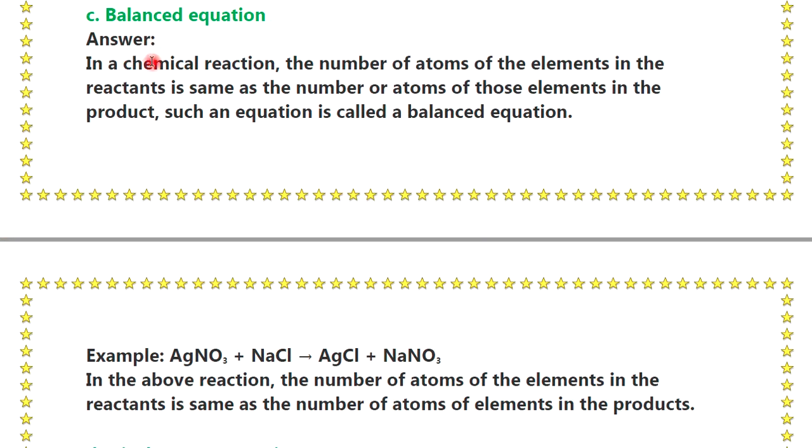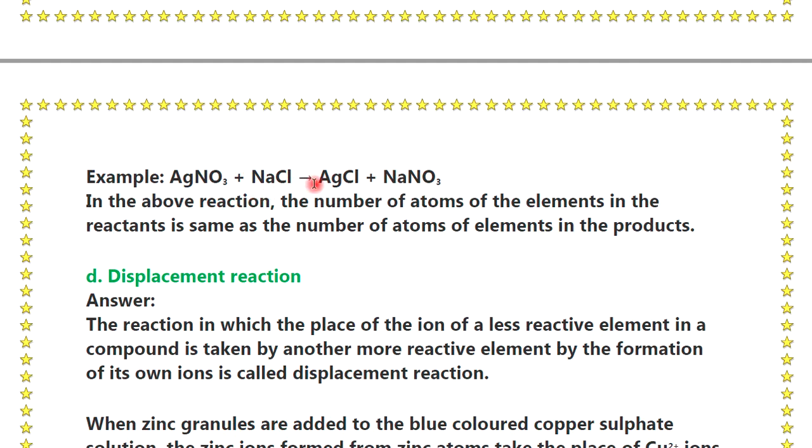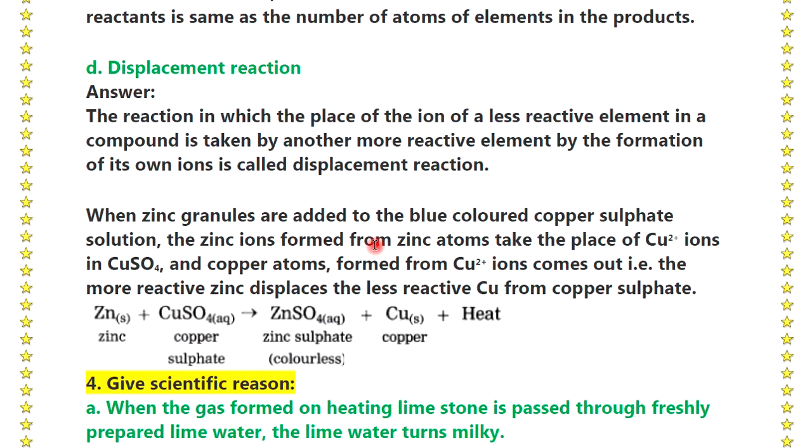Question number C, balanced equation. Answer, in a chemical reaction, if the number of atoms of the elements in the reactants is the same as the number of atoms of those elements in the products, such an equation is called a balanced equation. Example, AgNO3 plus NaCl gives rise to AgCl plus NaNO3. That is a reaction of precipitation of silver chloride. In the above reaction, the number of atoms of elements in the reactants is the same as the number of atoms of elements in the products.